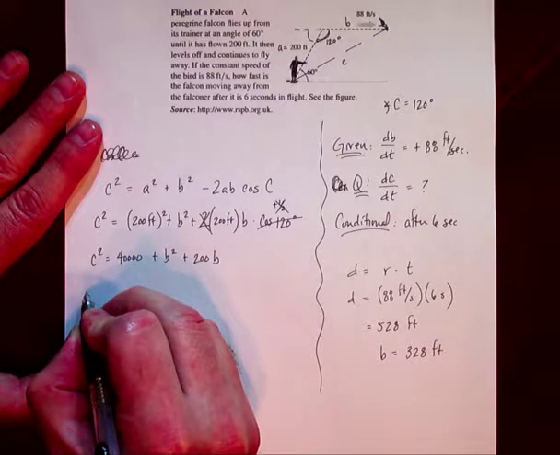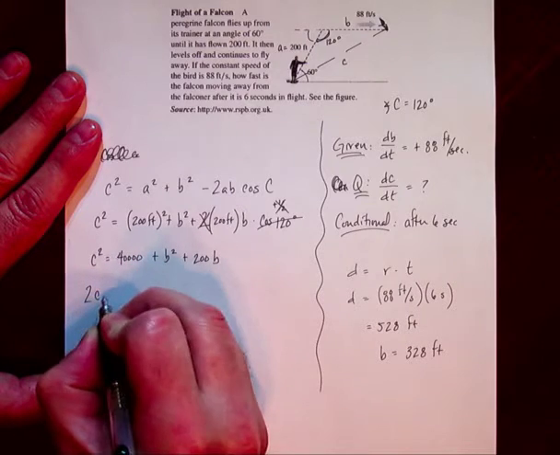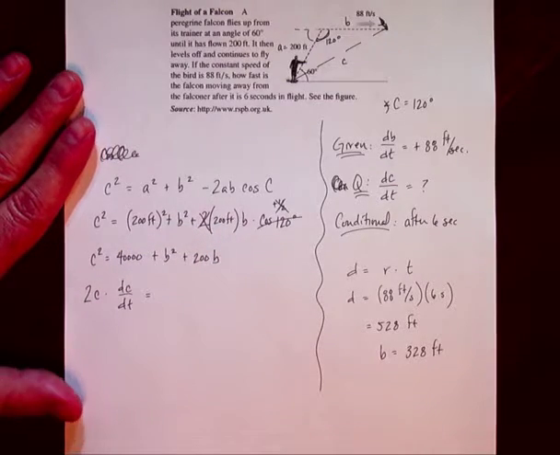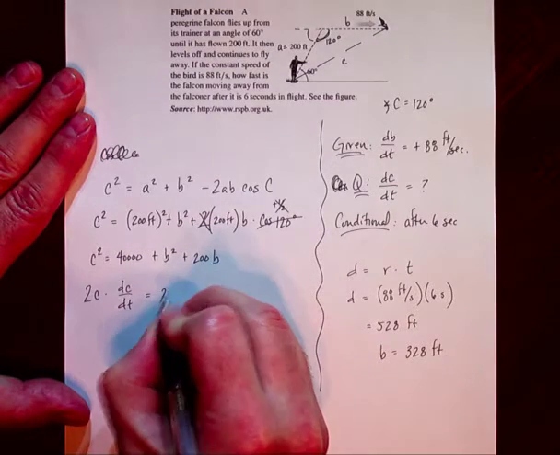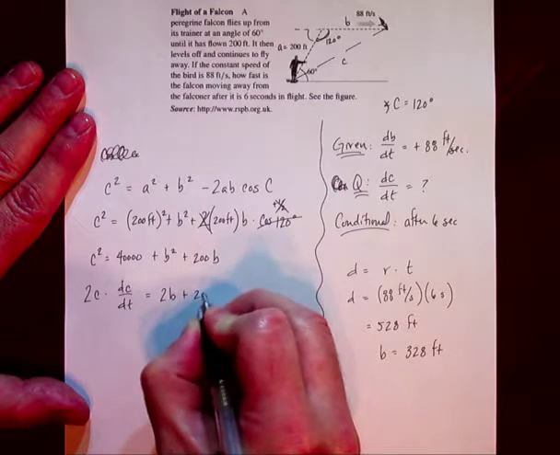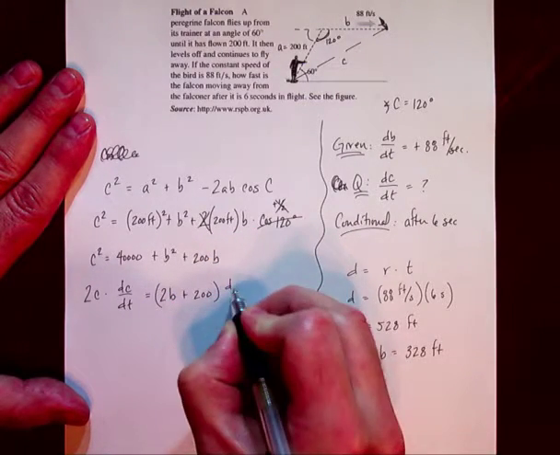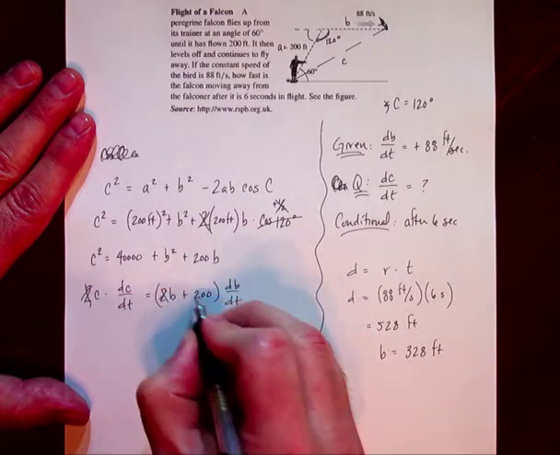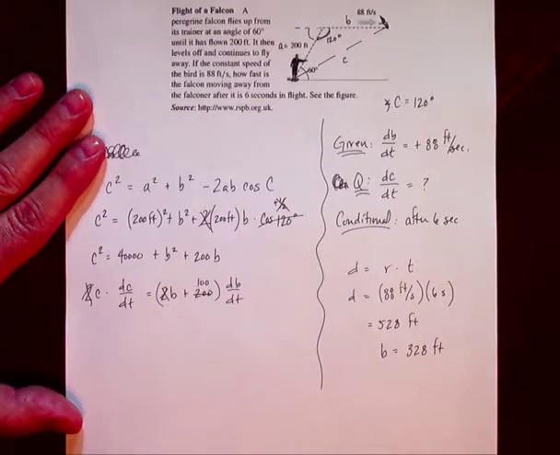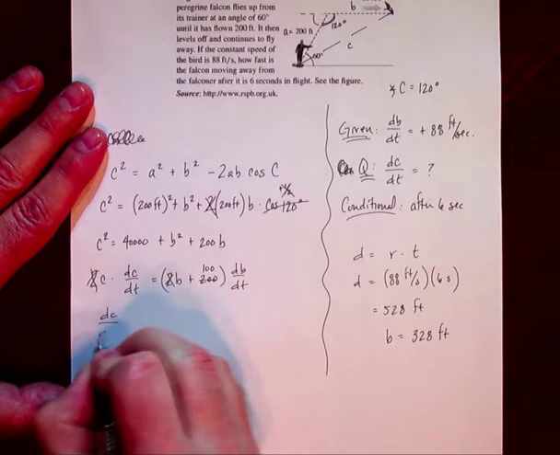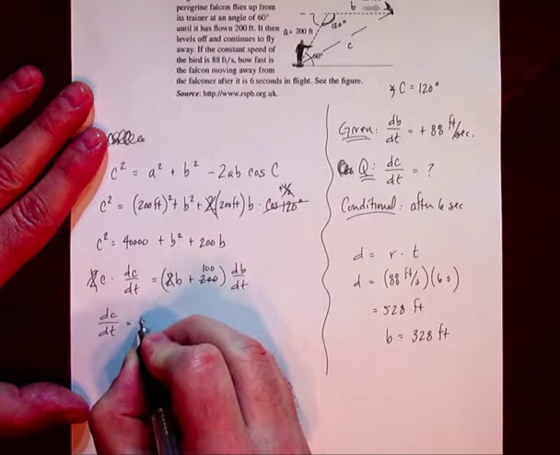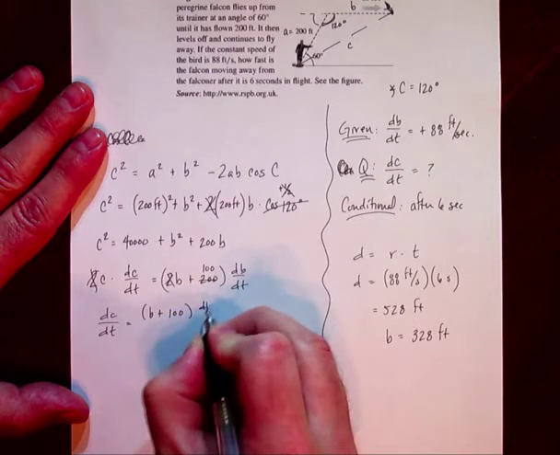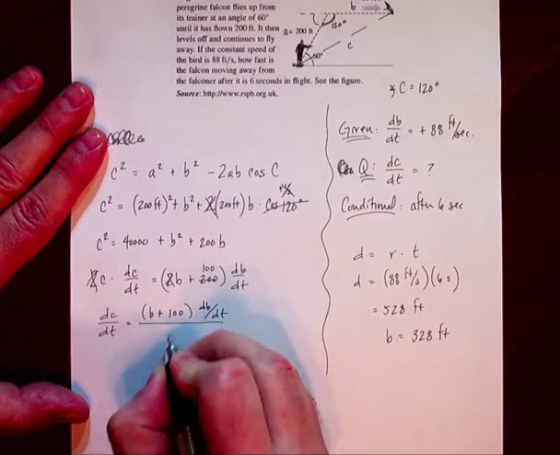Now I can go ahead and differentiate: 2c times dc/dt is equal to, the derivative of that 40,000 is going to be 0, 2b plus 200, and those both have a db/dt, so I'm just going to factor it out. Now, we can get rid of the common factor of 2. And what I'm left with, if I'm going for dc/dt, is b plus 100 times db/dt, all of that over c.